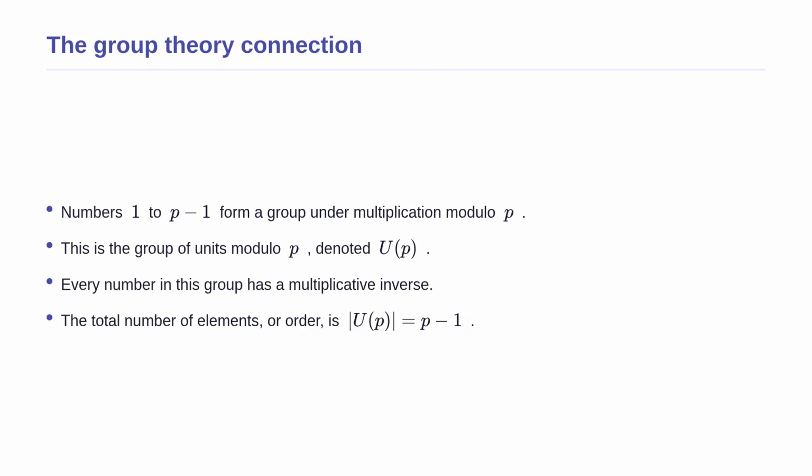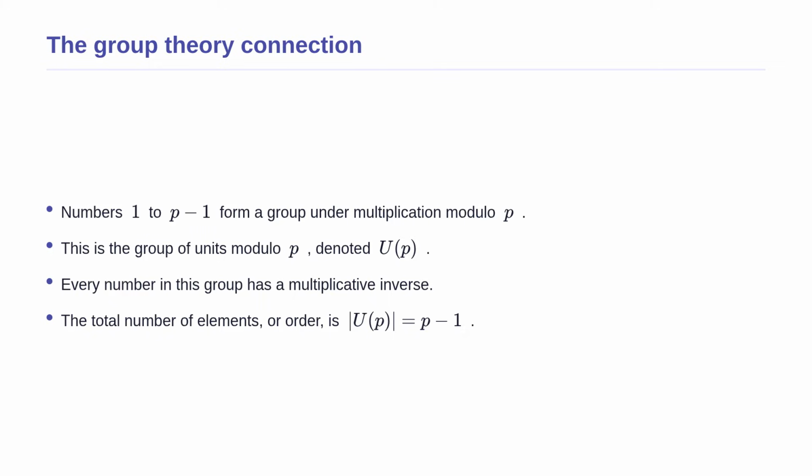Now that we have used this formula to solve problems, let us understand where it actually comes from. Since we are studying group theory, we must look at this through the lens of mathematical groups. If we take the set of numbers from 1 up to p minus 1 under the operation of multiplication modulo p, they form a valid mathematical group.